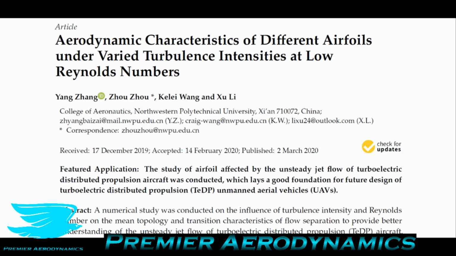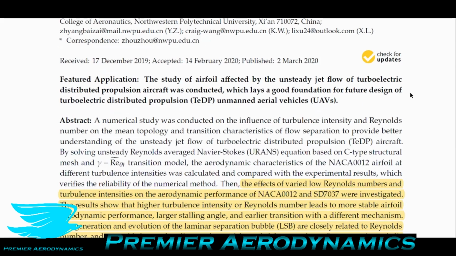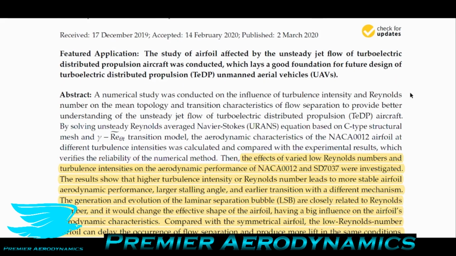So making sure you understand how the turbulence intensity affects not just airfoils, but anything really in general is very important, because then you can actually do your experiments better. You can actually validate CFD better, and you're not wasting time or money. So this is a very important topic. So let's get into how turbulence intensities affect airfoil performance.